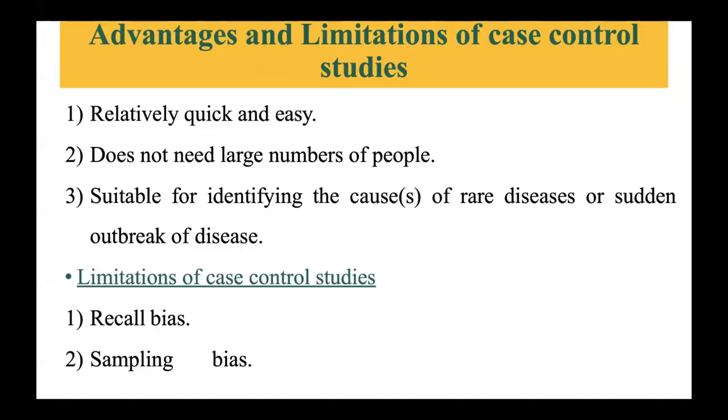So what is the advantage? It is relatively quick and easy, does not need a large number of people, and is suitable for identifying the cause of rare diseases or sudden outbreaks. Limitations are recall bias, and sampling sometimes may not be representative.